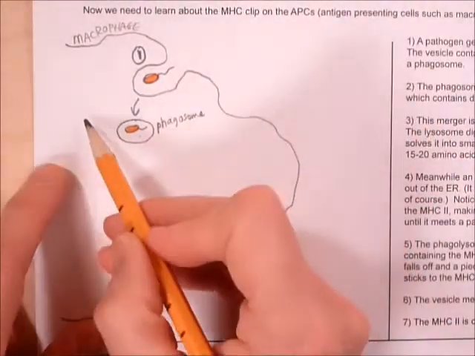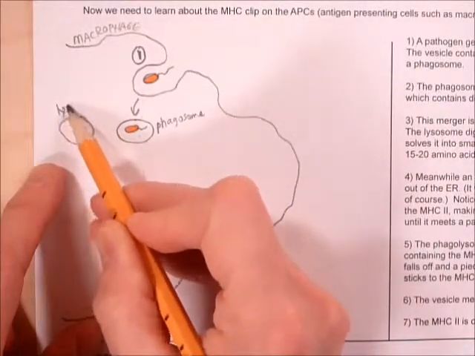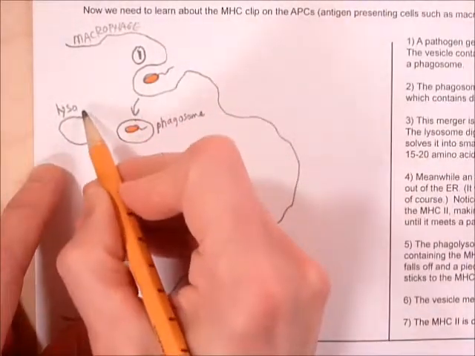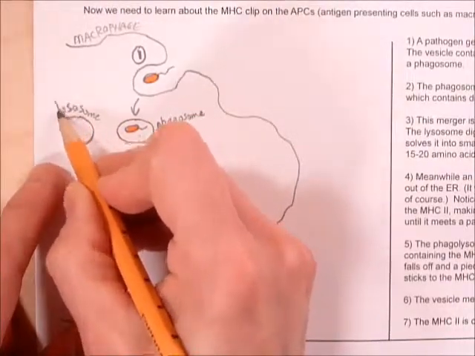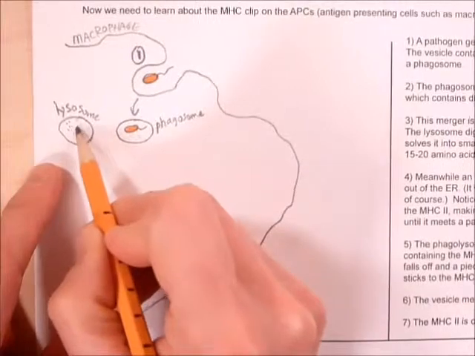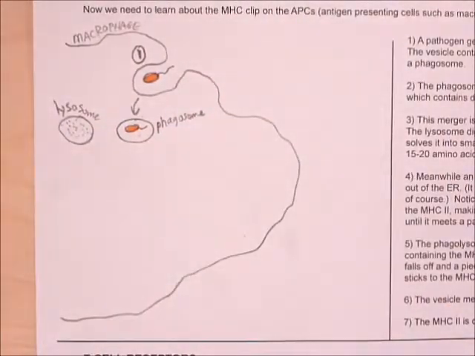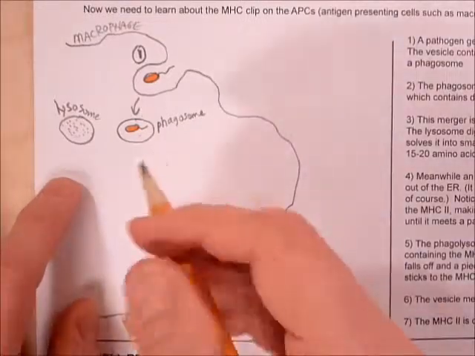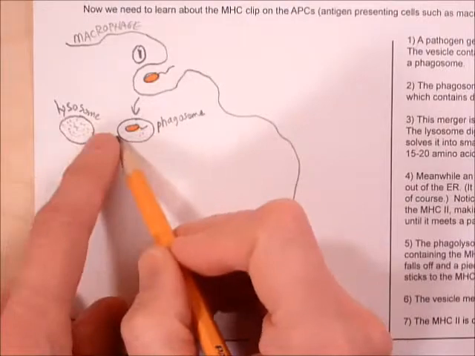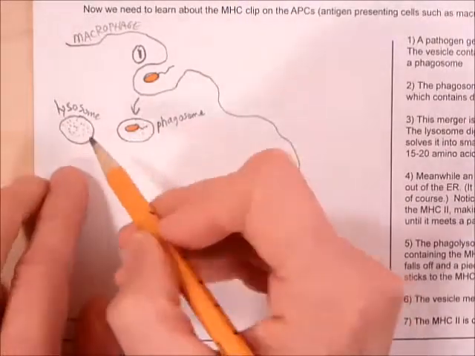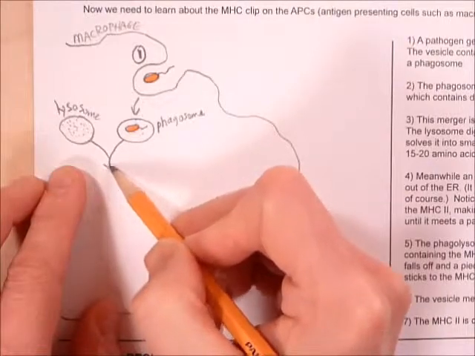Okay, and over here we want to make a lysosome. L-Y-S-O-S-O-M-E. And remember, a lysosome has little digestive enzymes. It's like the little digesting stomach of the cell. And then these two are going to merge. They're going to bump into each other, join together. So we're going to draw a little arrow here that indicates that they come together.